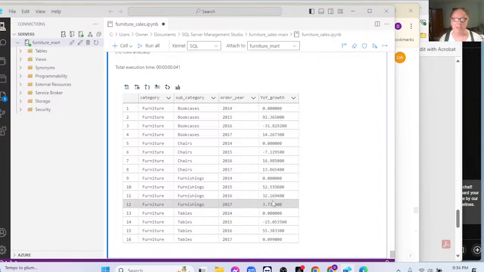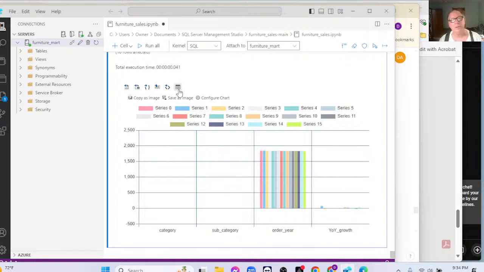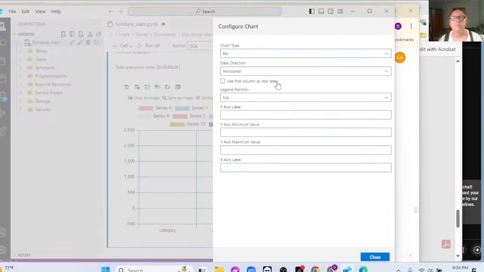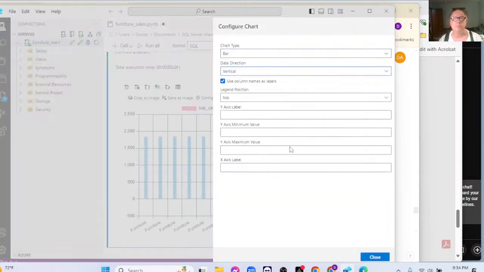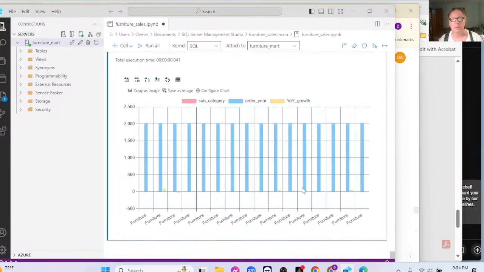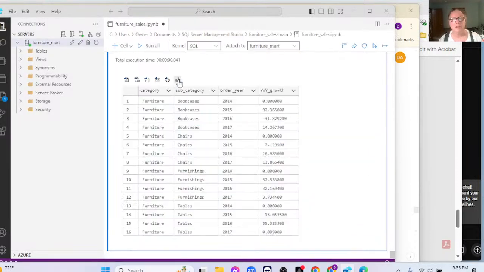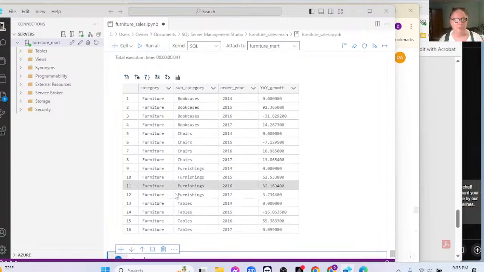Why is there so much trouble with these numbers? Well, my guess is because, unfortunately, the sales numbers probably aren't real numbers. They're probably made up somehow. Because I mean, how do you go from a 92% increase to a negative 31 to 14? Well, no. Here we go. Furnishings does not have a negative value, but it goes from 52 to 32 to 3. And we got minus 15 for the first year, 55, and 0.9% increase. Okay.